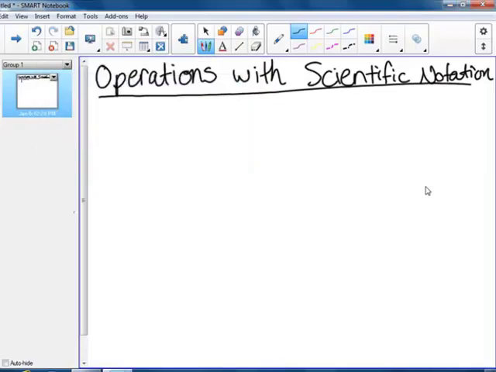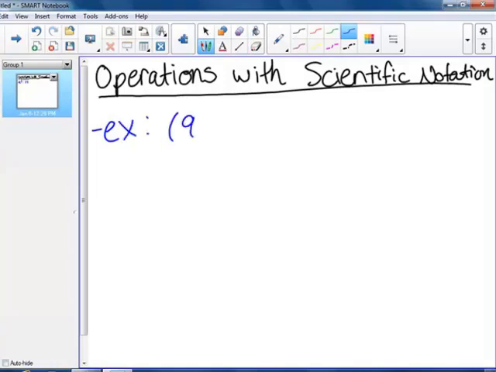So we talked about scientific notation, how to change between a regular standard number and using scientific notation. Now we're going to do multiplication and division with scientific notation values, and we're going to keep in mind the product rule and the quotient rule.